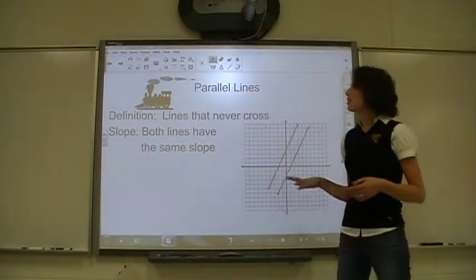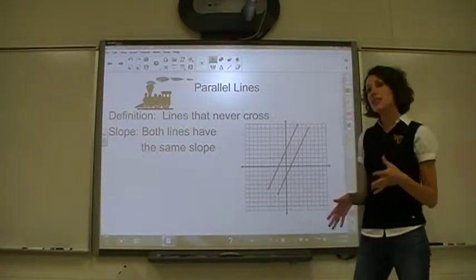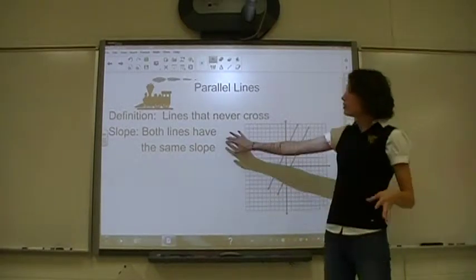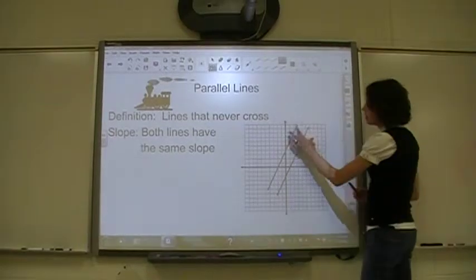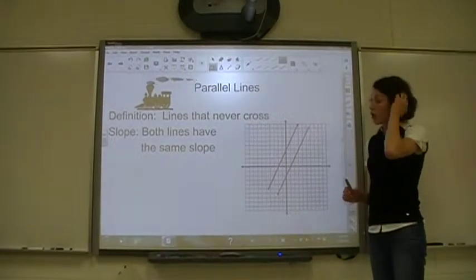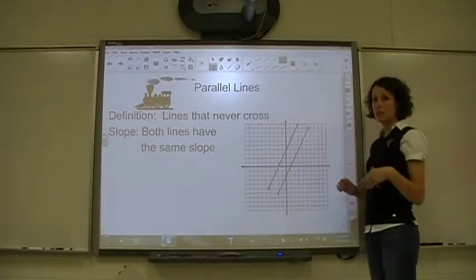Parallel lines are lines that never cross. You can think of train tracks, okay? They both have the same exact slope, and I'm going to prove this to you right here. These two lines are parallel. They look like they're never going to cross, which they don't, because they have the same slope, and I'll show you.